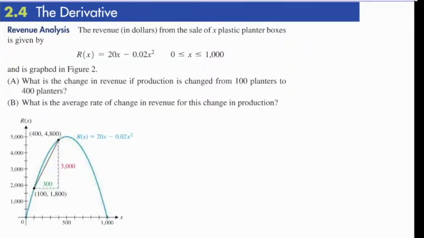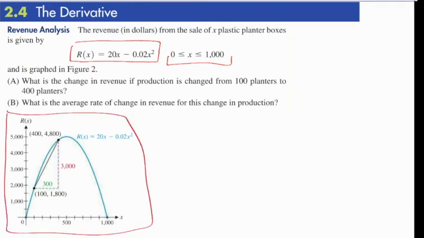So we have an example here. It says the revenue in dollars from the sale of x plastic planter boxes is given by this function for revenue, and it's defined on a domain from 0 to 1,000 inclusive, and it is graphed in this figure down here, figure 2. What is the change in revenue if production is changed from 100 planters to 400 planters?